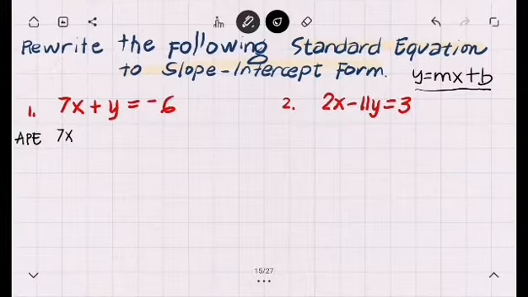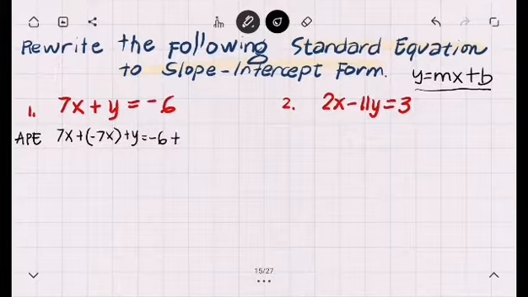Okay. So, in that case, pwede tayong mag-add ng negative 7x. And then, plus y equals negative 6. So, kung ano yung in-add natin sa left side, so siya rin yung i-add natin sa right side. So, yun yung addition property of equality. So, pwede na nating i-simplify. So, 7x plus negative 7x, ito ay pwede na nating i-cancel. So, ang matitira sa left side ng ating equation ay y.